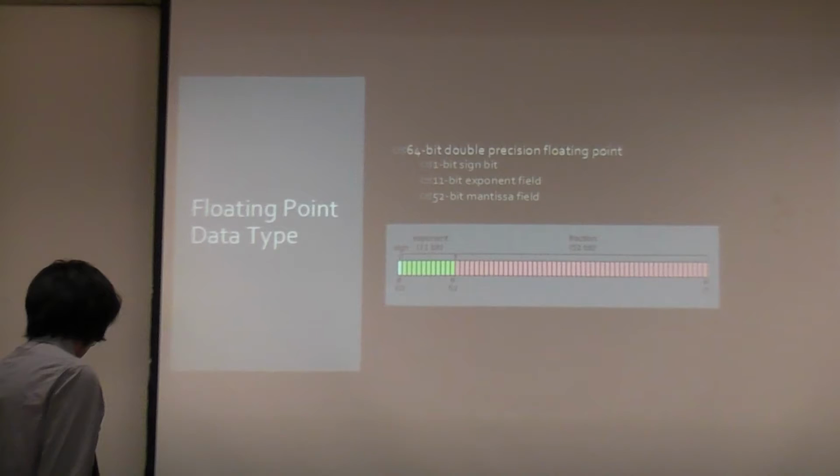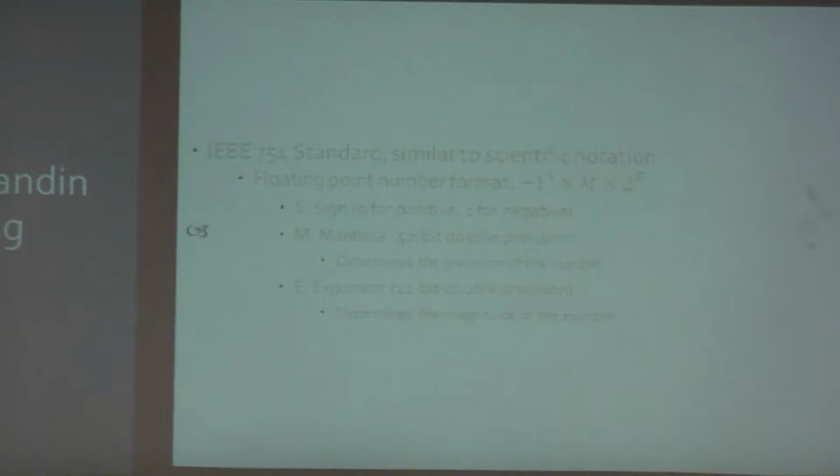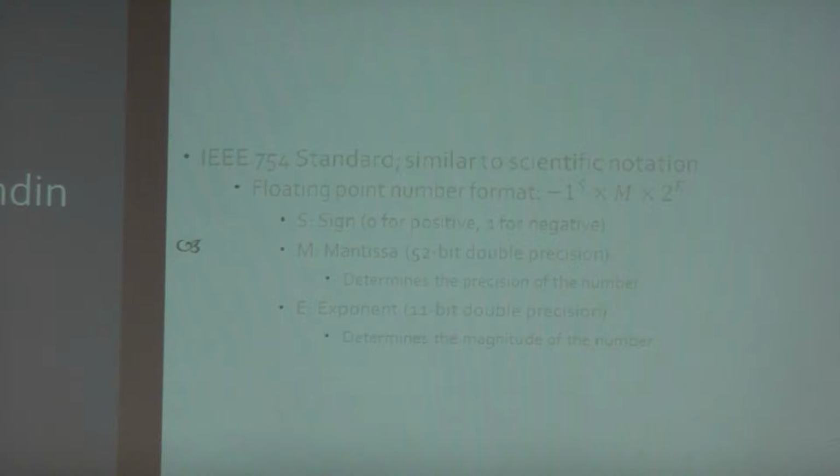So before we go into the floating point, we got to explain how to understand it. I'm so sorry, it's hard to read. It's using the IEEE 754 standard, which is a standard widely used worldwide on floating point units and processors. The way the numbers are formatted is very similar to scientific notation. So it's as follows, negative 1 to the power of s times m times 2 to the power of e.